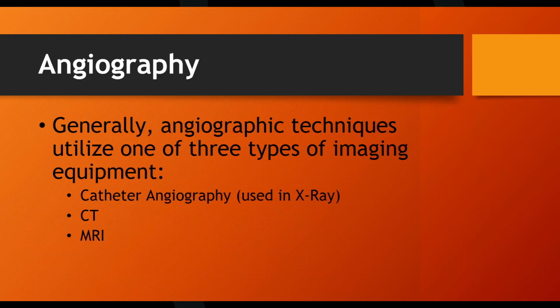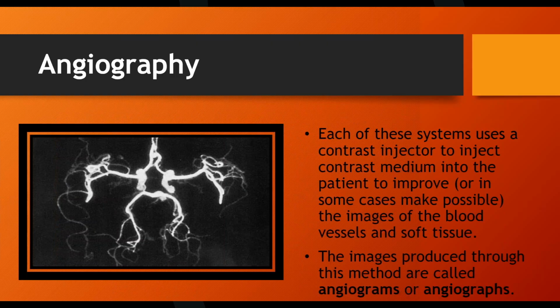Generally, angiographic procedures are one of 3 types. There's a bunch of different models, but when it comes to the types of contrast injectors, there's 3, all right? CT, MR, and angio. CT is a CT system, MR is your MRI systems, and angio typically means your more traditional X-ray system: the X-ray tube, the patient, and the film plate underneath. Each of the systems uses the contrast injector to inject the fluid into the patient to improve, or in some cases make it at all possible, to view the images. The images produced are referred to as angiograms or angiographs.